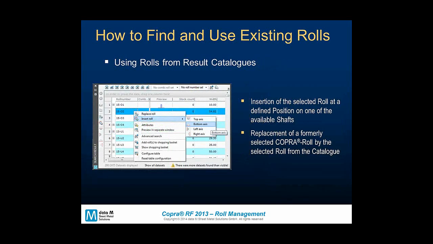So once we've found those roles, how do we use them from our results? Essentially we can insert the roles into our project and replace the roles we have designed in there. In doing so, we can also specify whether a bottom role could be used in a top role location by specifying the axes whereby it should be used. And as you can see, we can also replace the role as well as insert the role into the project. And this could be the replacement of the formerly selected COPRA role by the selected role from the catalogue.